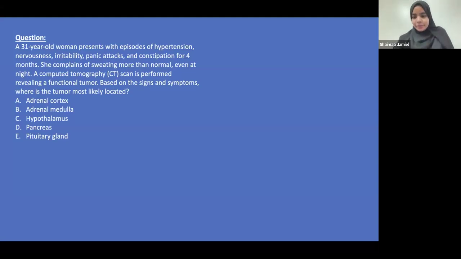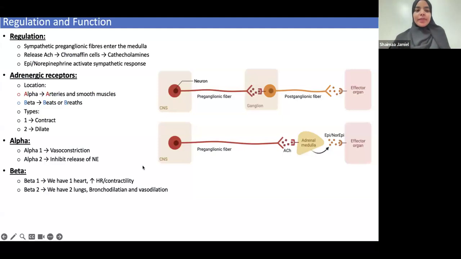B. Okay, there's one B. And the name, if it's B. Okay, so yes, it is B. The symptoms are hypertension, nervousness, panic attacks. These are increased with epinephrine, norepinephrine, and it is pheochromocytoma, so in the adrenal medulla.